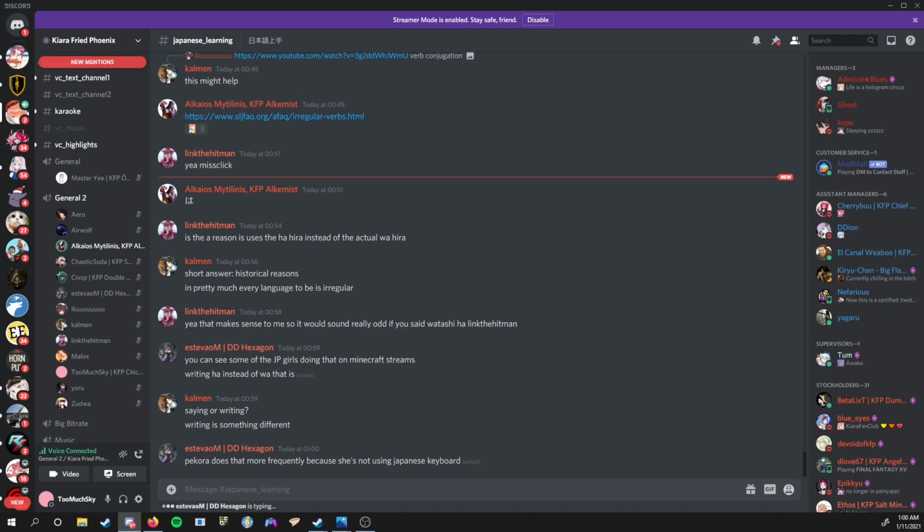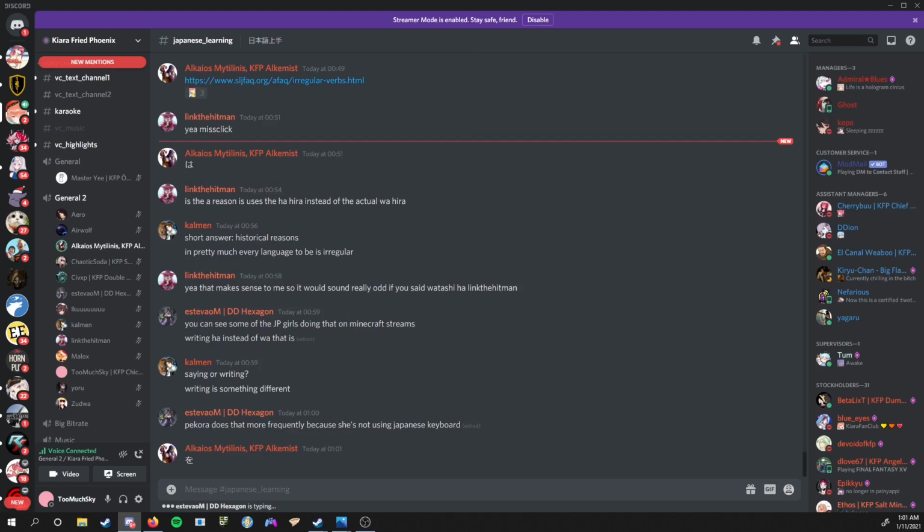So, on the subject of particles that are said differently from the way that they are written, here is our object marker. Normally, you would pronounce this character as wo, but when you're using it as an object marker, you'll say o. So this is the object of the sentence. This is the thing being acted upon.